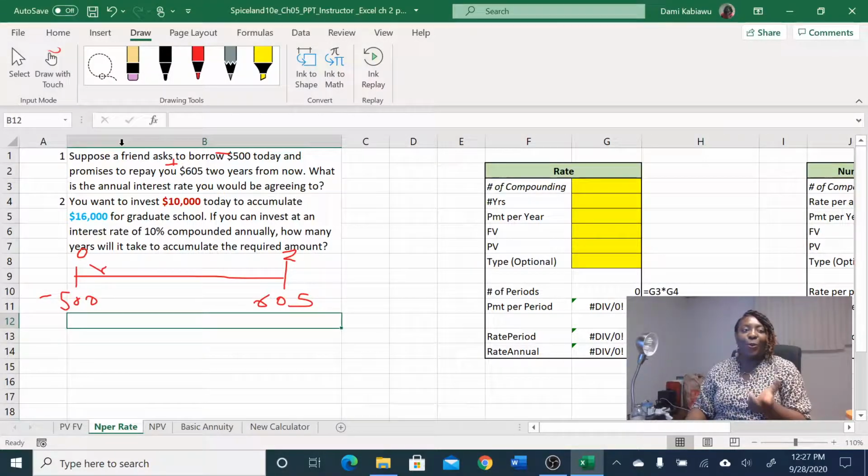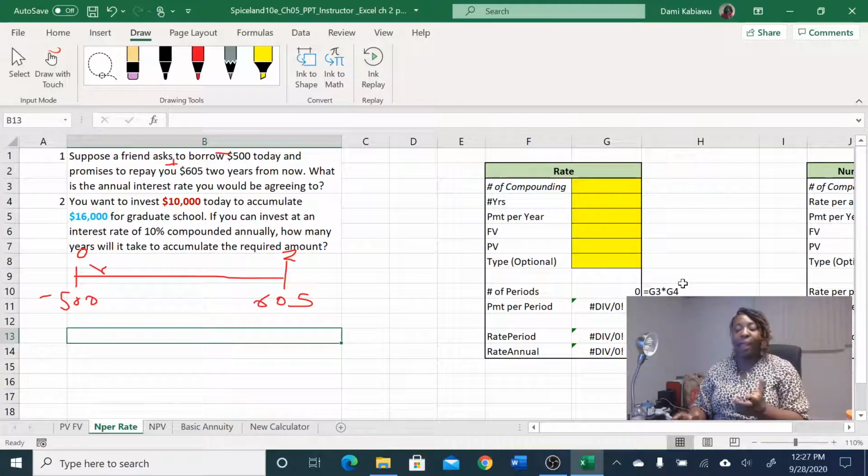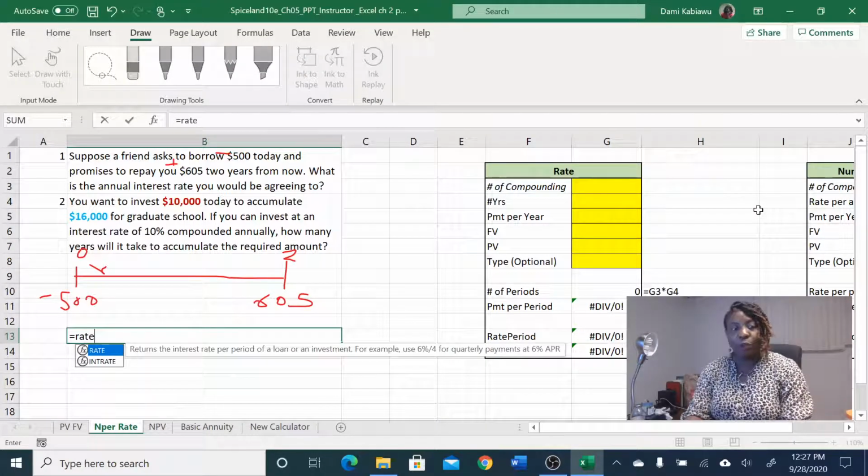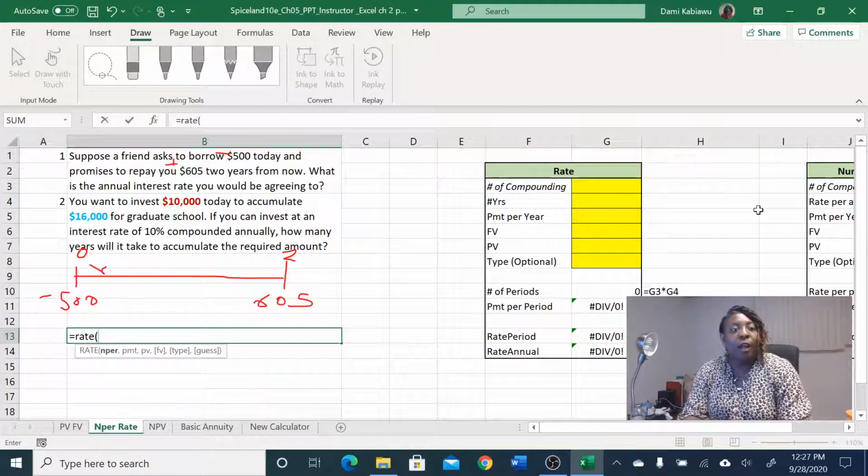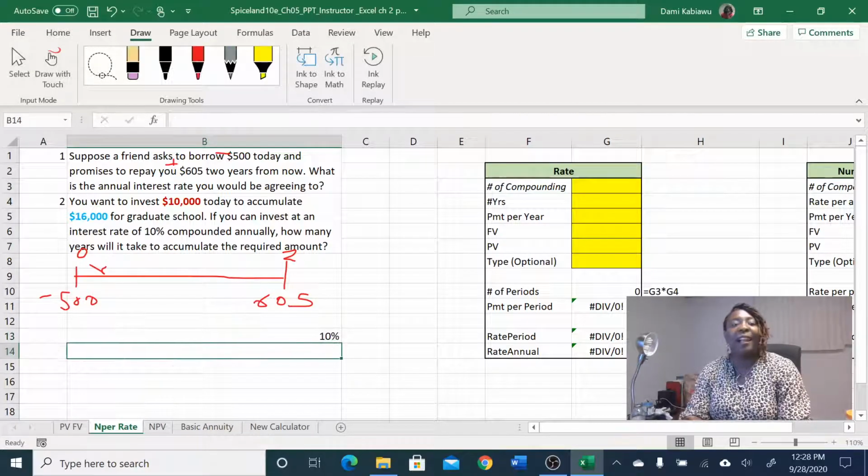Now, wouldn't you know it, Excel has a rate formula, equals RATE. The number of periods is 2. The payment is 0. The present value is minus 500. The future value is 605, and every other entry is optional, so we're going to ignore it. It gives us a rate of 10%.